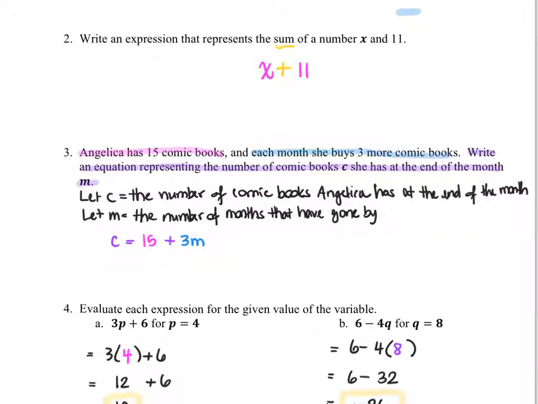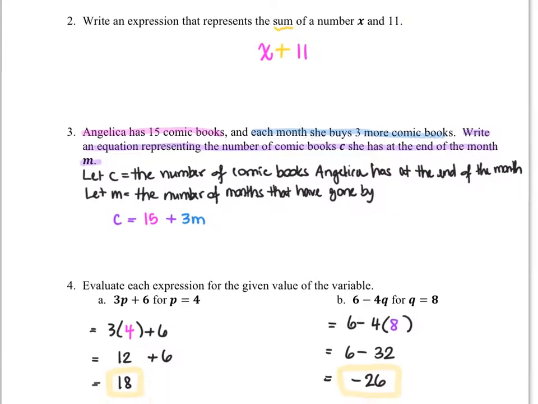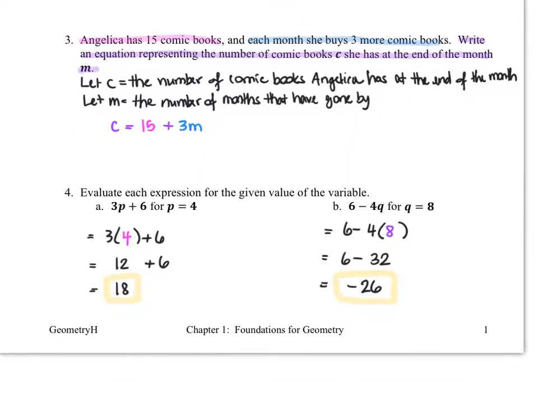Taking a look now at number 3, I've done something that hopefully you do most of the time, and we especially want to do when we're doing word problems. We've defined our variables C and M. Now the reason that we do that, most importantly, is because we want to be able to remember what each of those variables stands for when we finally put the equation together.